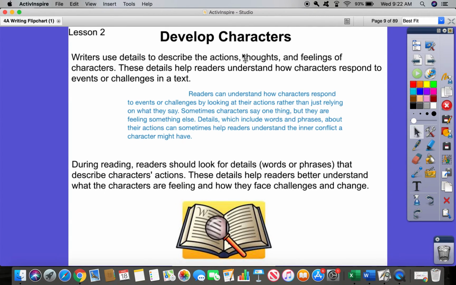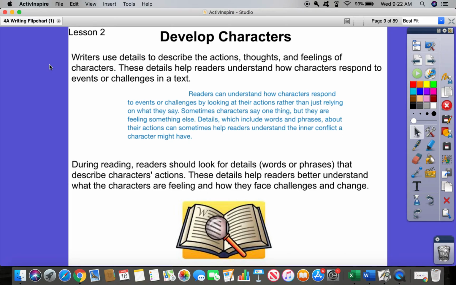Okay, so we're going to look at developing characters. So writers use details to describe the actions, thoughts, and feelings of characters. These details help readers understand how characters respond to events or challenges in a text. So readers can understand how characters respond to events or challenges by looking at their actions, so what they do, rather than just looking at what they say.